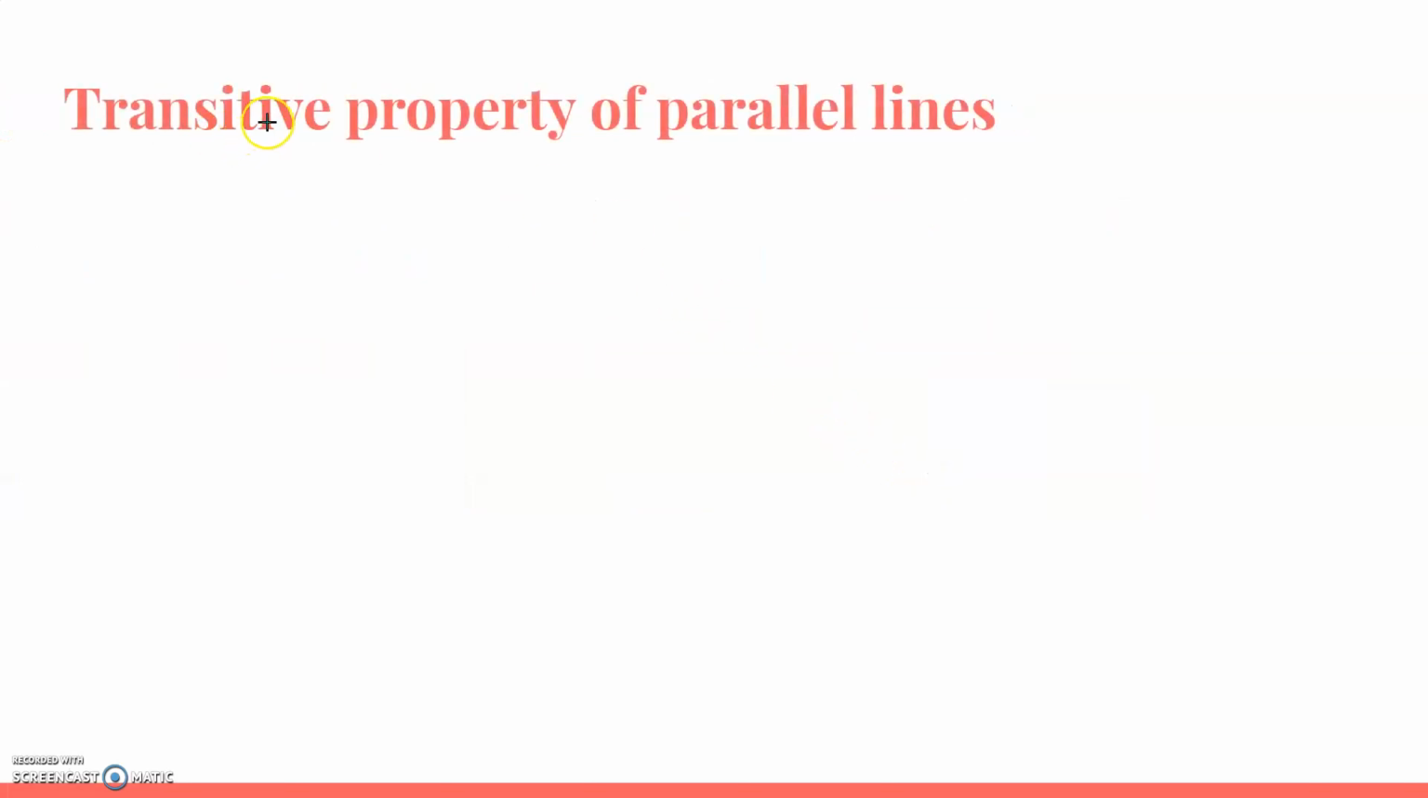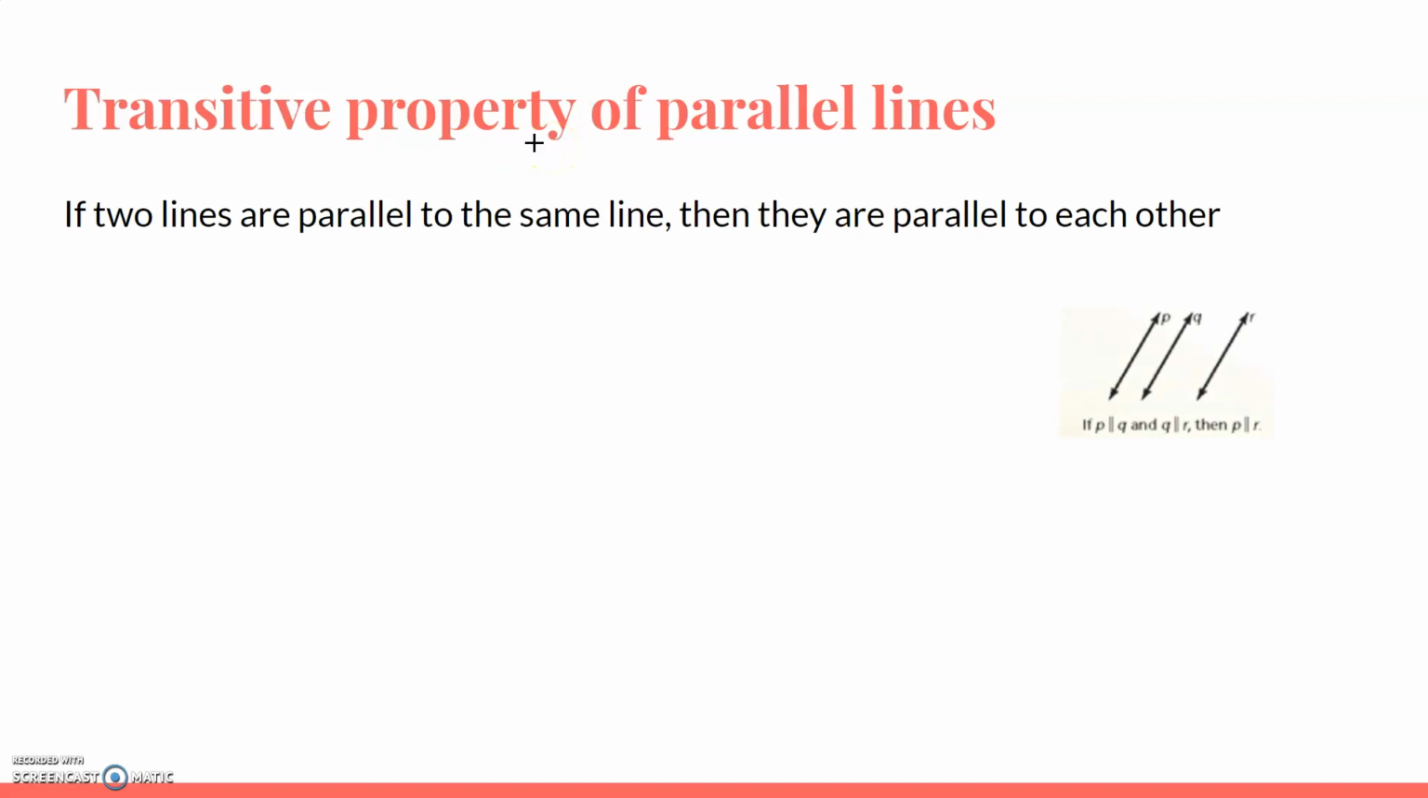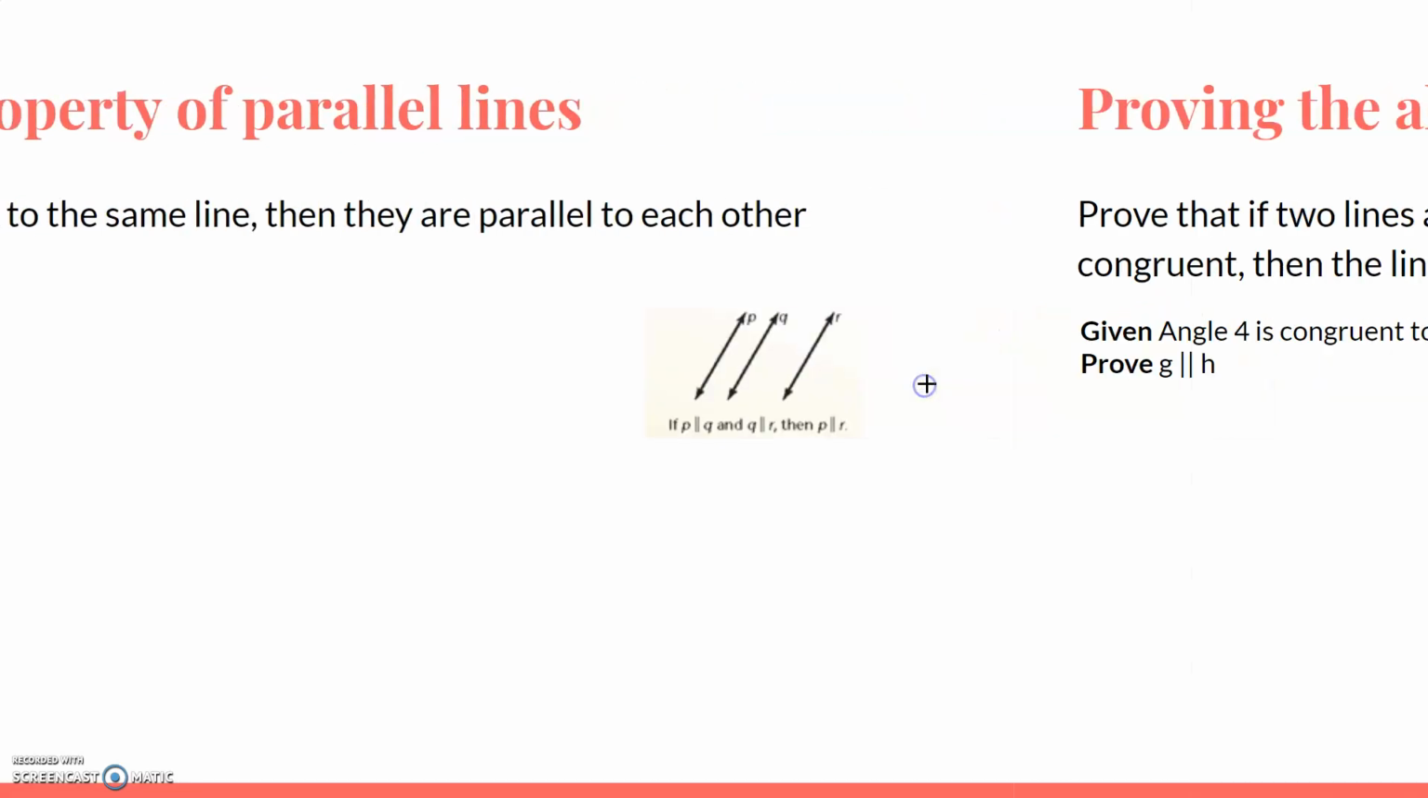Alright, next, the transitive property of parallel lines. If two lines are parallel to the same line, then they are parallel to each other. As you can see here, if P is parallel to Q and Q is parallel to R, then P is parallel to R. Line Q is parallel to both P and R, so therefore lines P and R are parallel.